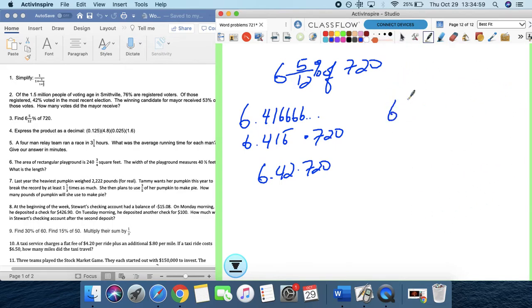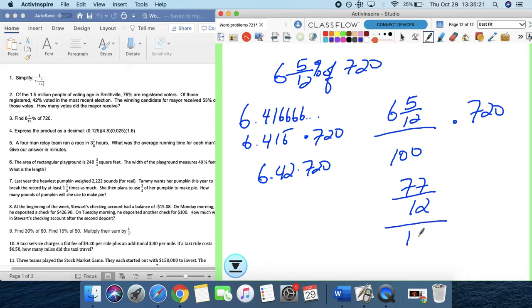Let me see if we can change this. Again, remember, it would be this over 100. Let's see if that works. And then times 720. So let's change the top. The top is 12 times 6, which is 72, plus 5 is 77 over 12. And then over 100, times 720, right?